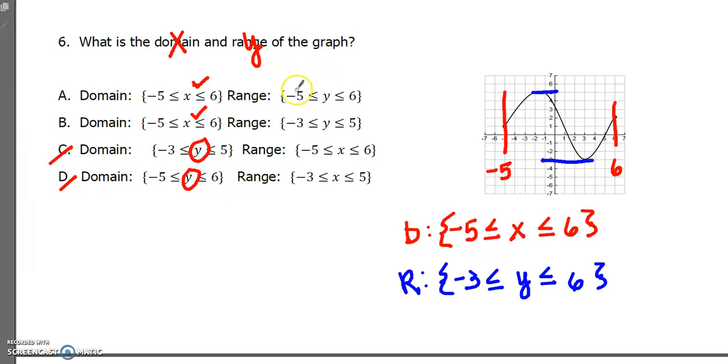This says -5 is less than or equal to y, which is less than or equal to 6, which is not it, so it's not A. But this one, -3, less than or equal to y, less than or equal to, oh, I'm sorry, it is a 5. Look, 6 is right up here. So let's change that to a 5, and that will fit. So B is the correct answer.